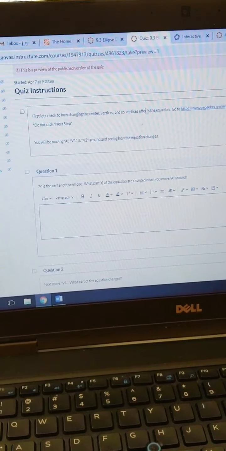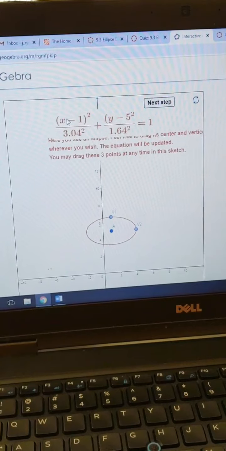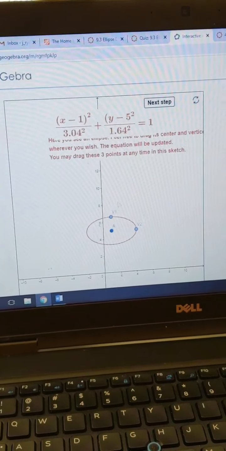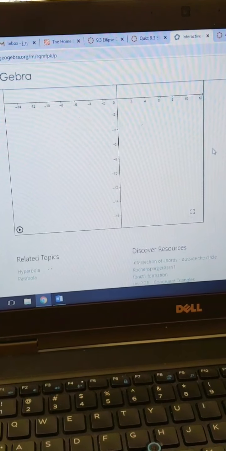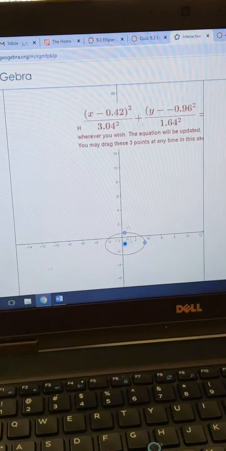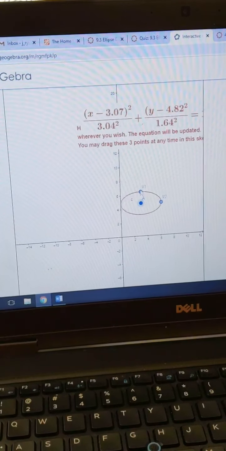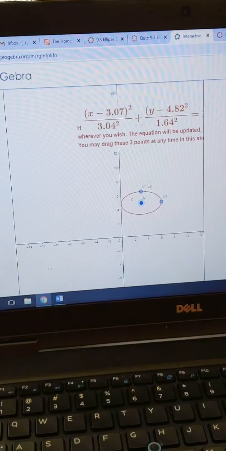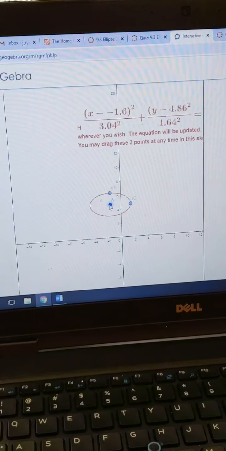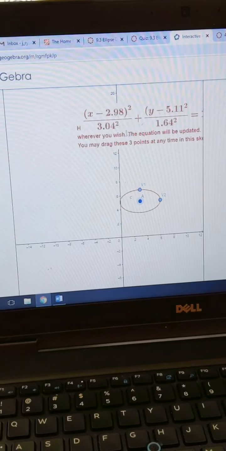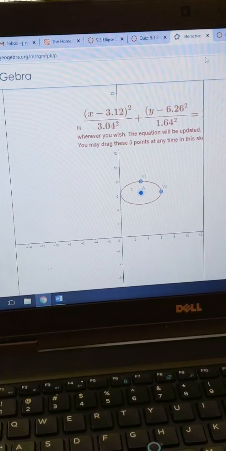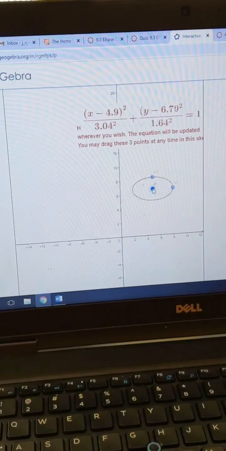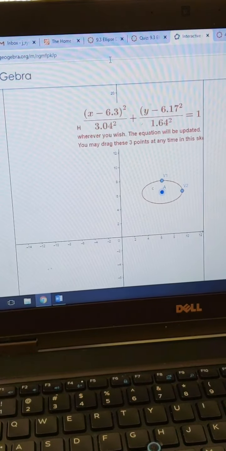So the first question is, A is the center of the ellipse. What part of the equation has changed when you moved A around? If we look up here, it's x minus 1 and y minus 5, and we have those numbers there. Let me zoom that out a little bit. As I move A around, notice the bottom numbers don't change. The only numbers changing are the parts by the x and the parts by the y. If I move left and right, only the numbers by the x change. If I move up and down, only the number by the y changes. So that's your answer: as you move A, the center of the ellipse, the numbers next to the x and the y change.